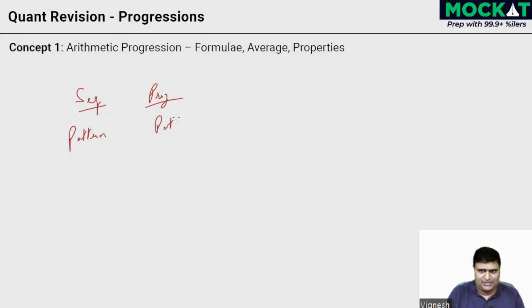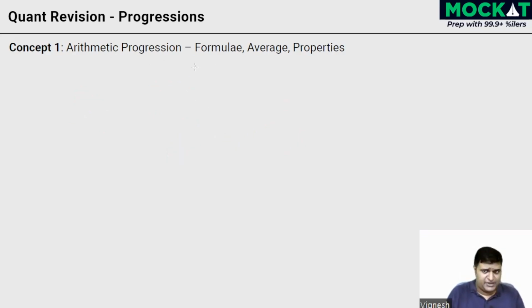Progression also has a pattern, yes, but on top of it, it also has a set formula to find the nth term, right? An example of a sequence is the primes, where you can't find the nth term with a formula, so it's not a progression. But a progression over here, you have a formula to find the nth term. We'll see that for the different progressions over here.